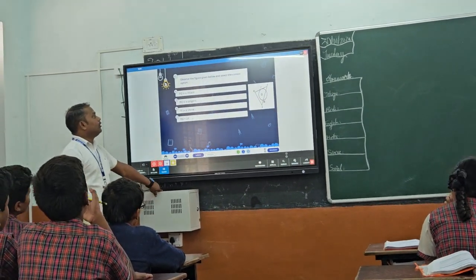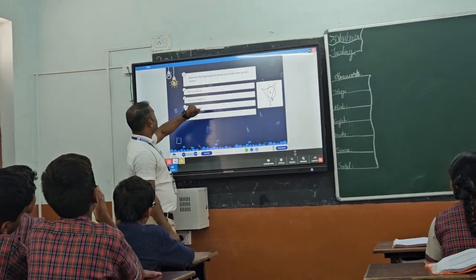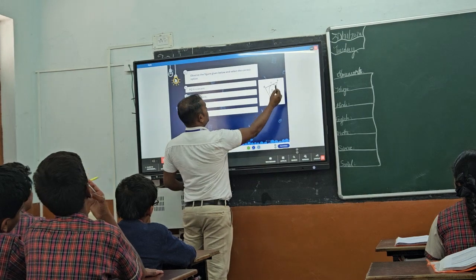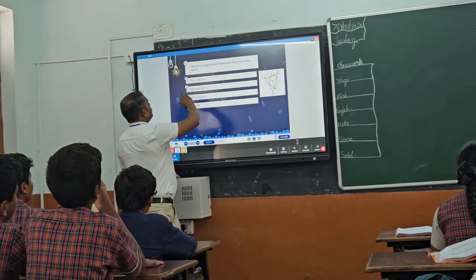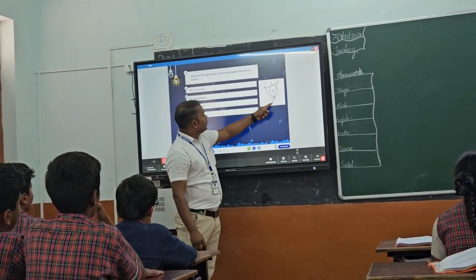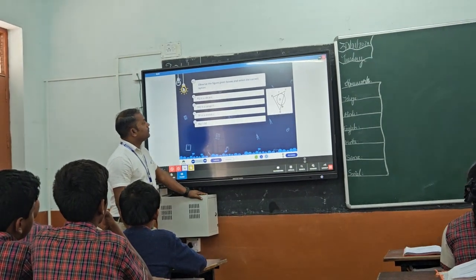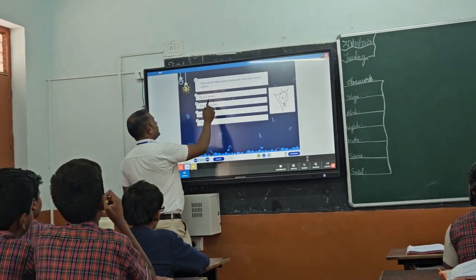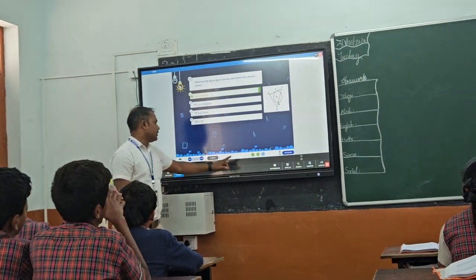Next one. Observe the given figure below and select the correct option. PQ is a secant. Yes. What you have to select? The correct one. RQ is a tangent. TP is a chord. No. So what is the answer? Yes. Next one.